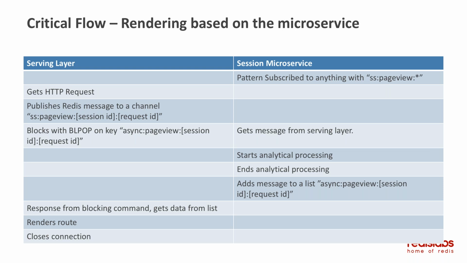Okay, so in this case, we're going to pop over to the right side, and it says get the message from the serving layer. So that message comes in, which was published previously. We start our analytical processing. We end our analytical processing. Then after that process is over, we're going to post to that list that we were waiting on on the other side. That's going to then trigger the serving layer to come back alive for that particular request, get the response to the blocking command, and then we're going to render the route and close the connection.